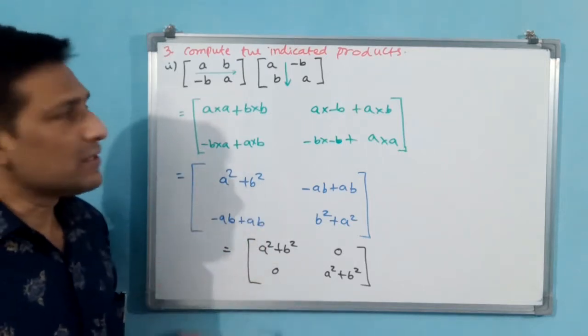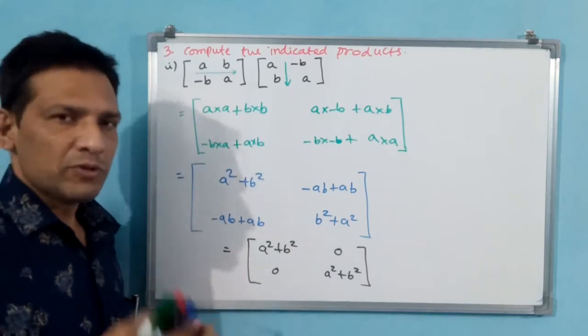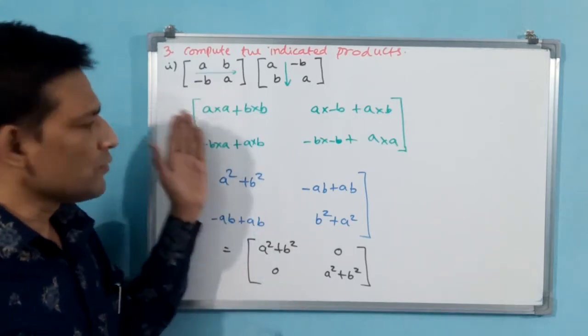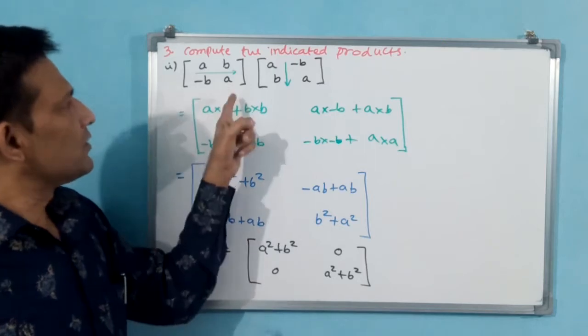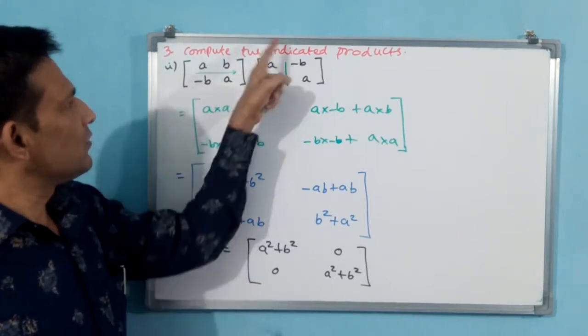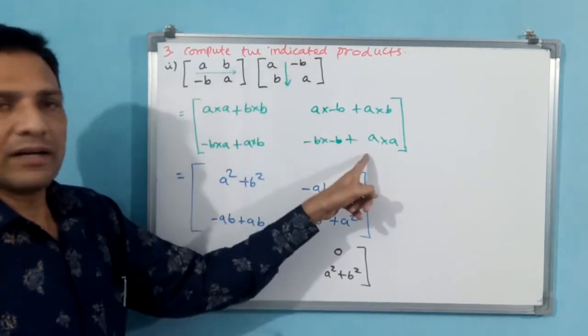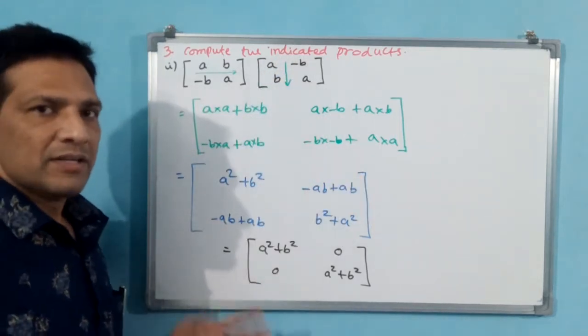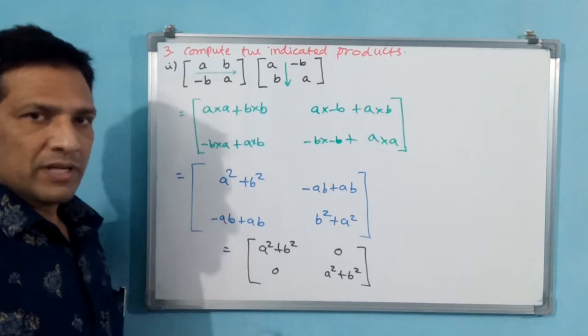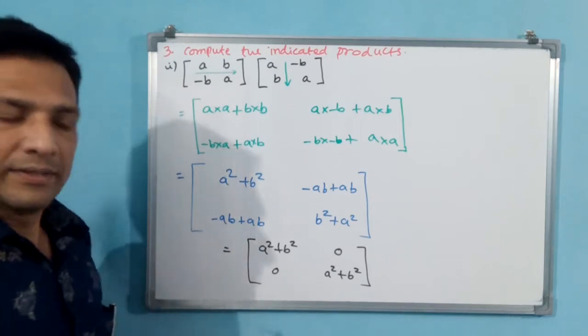From the second part onwards, we will slowly increase the speed also. Now we understand how to do first row, first column, first row, second column, second row, first column, second row, second column. Like that you have to write and close the question. Shall we go to the second part?